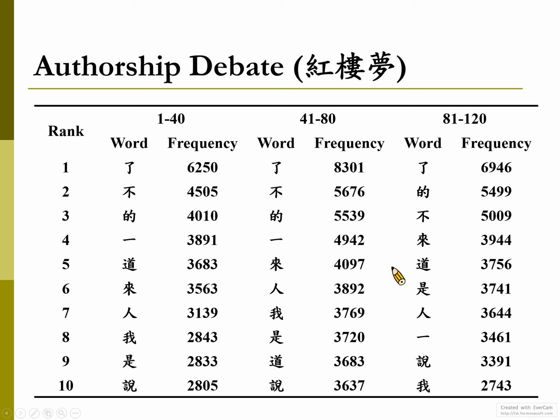So if we look at the rank order statistics of the words used in this text, in this case we divide the data into the first 40 chapters, the middle 40 chapters and the later 40 chapters. And you can see that the rank order is quite similar between the first 40 and the middle 40 chapters, but it's quite different in the later 40 chapters. So immediately you can see that the later 40 are less similar compared to the first and middle 40.